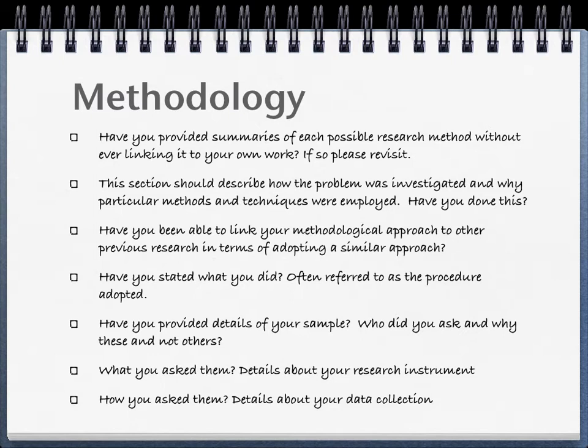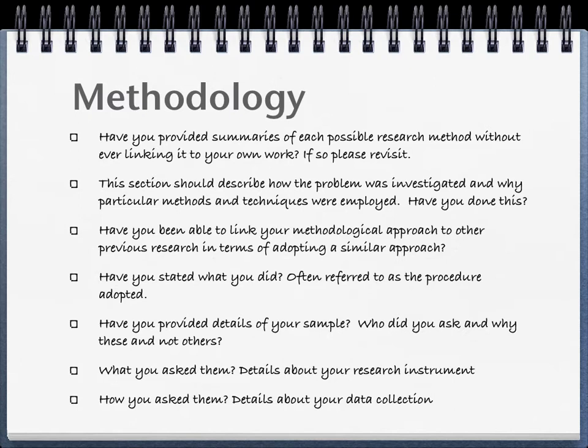Simple things like, have you provided details of your sample? So who did you ask and why these and not others? The reality is that most of the work that we see is based on convenience sampling or opportunistic sampling, whereby it's through who you know or people that you could get access to. This is completely acceptable, but make sure that you explain the categories that you targeted and why you went after those. Again, what did you ask them?